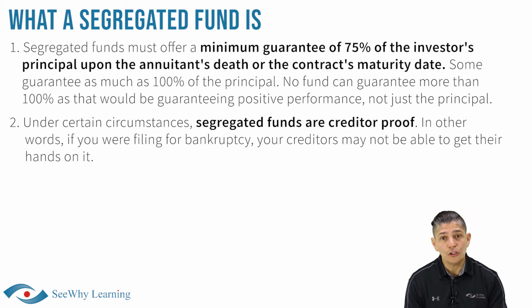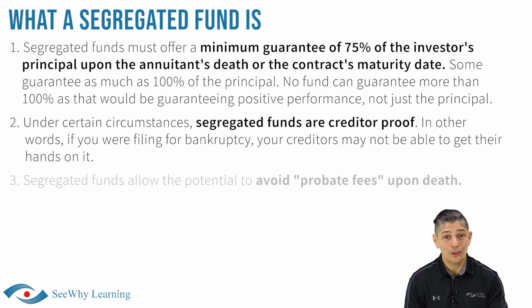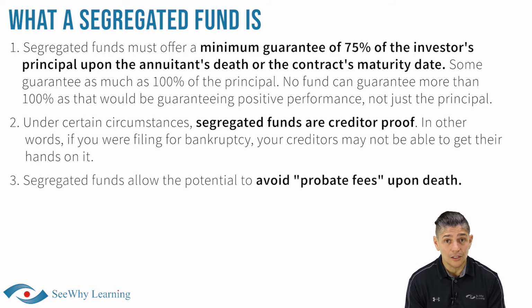2. Under certain circumstances, segregated funds are creditor-proof. In other words, if you are filing for bankruptcy, your creditors may not be able to get their hands on it. And 3, segregated funds allow the potential to avoid probate fees upon death. We'll discuss these features later on in the video series, but for now, know that depending on the investor's circumstances, these advantages can be very meaningful.